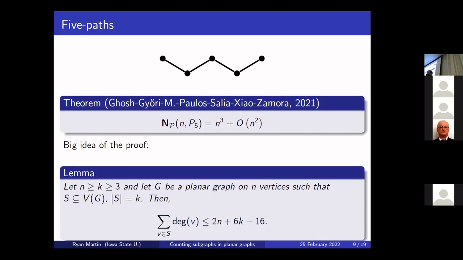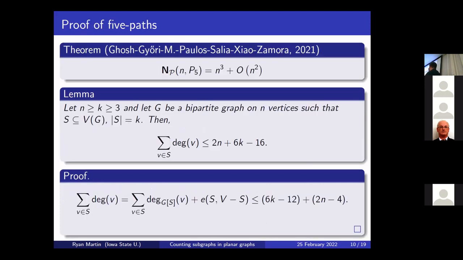Now, eventually this 6k term catches up with it. If k is large enough, then that actually contributes. But if you think about a small number of vertices, then basically the sum of those degrees is 2n. The proof of this is exceedingly trivial, and it has to do with looking at S, and then the bipartite graph between S and everything that's not S. The graph induced by S is a planar graph, so its degree sum must be bounded by 6k minus 12. And then if you take the rest of the edges, that's a bipartite planar graph, and so that's bounded by 2n minus 4. This is why we need k to be at least 3, though. But if k equals 2, I think it's pretty clear that this formula works as well, because no vertex can have degree more than n minus 1.